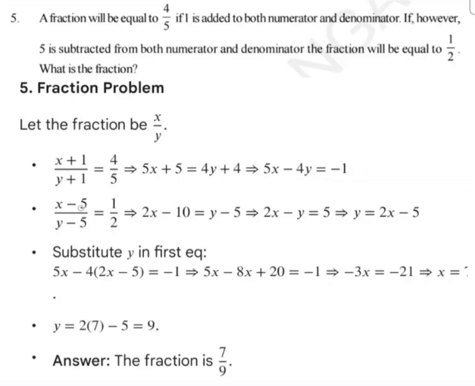Now if we subtract 5, x minus 5 by y minus 5, you will get 1 by 2. From this you will get 2x minus y equal to 5. Now solve these two equations. You will get x equal to 7 and y equal to 9. The fraction is x by y, that is 7 by 9.